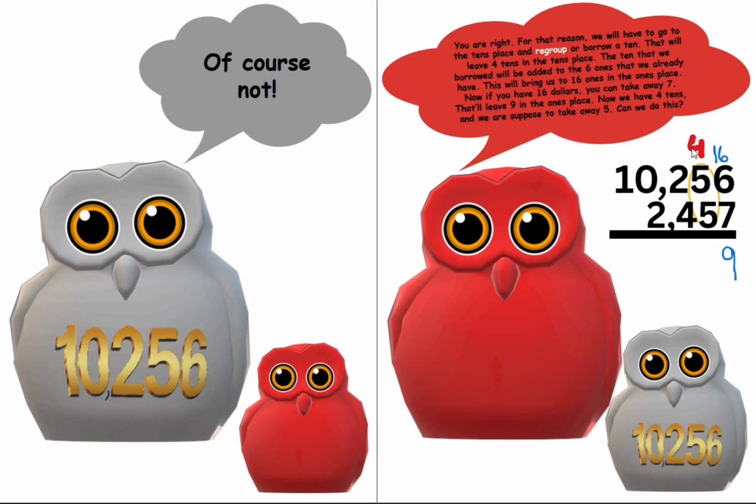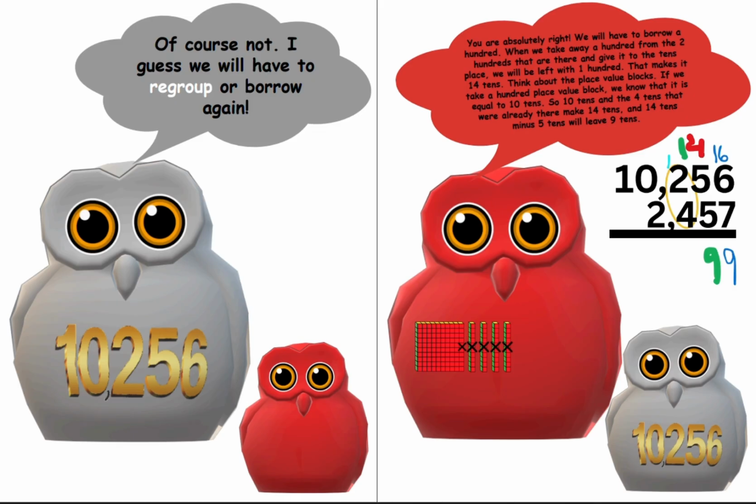Now we have 4 tens, and we're supposed to take away 5. Can we do this? Of course not. I guess we will have to regroup or borrow again. You are absolutely right. We will have to borrow 100. When we take away 100 from the 200s that are there and give it to the tens place, we will be left with 100. That makes it 14 tens.